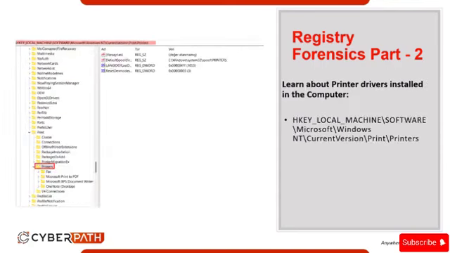Learn about printer drivers installed in the computer. This information can be found in HKLM\Software\Microsoft\Windows NT\CurrentVersion\Print\Printers. You can find the values for printer drivers in this registry.